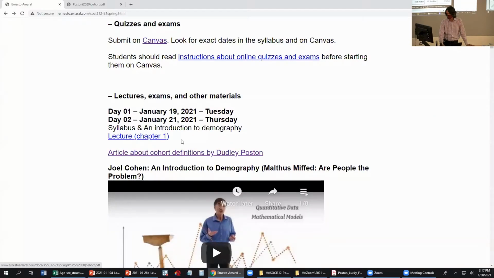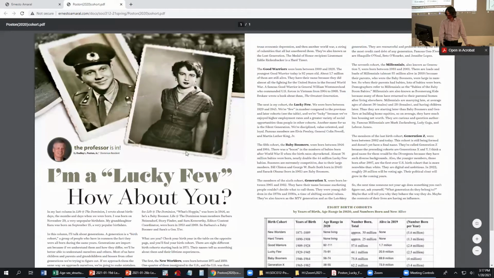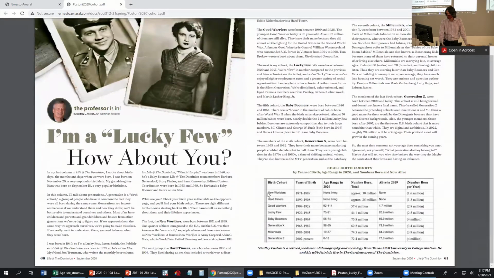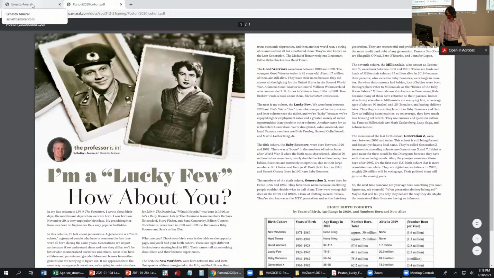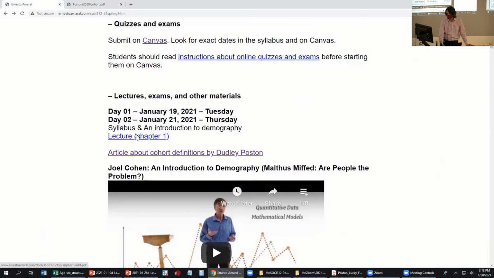And in the course website, I also, under lecture of the chapter 1, included this other link here, an article about cohort definitions by Dudley Poston, which is exactly the short article. If you want to just take a look at it, he just gives some short description of what these specific generations are, the birth cohorts are, and just these 2 pages, and that table that I pretty much copied from here, from his article, right? So that's where I got the information from. Great. So this file is available as PDF to download under the link of the lecture related to chapter 1.